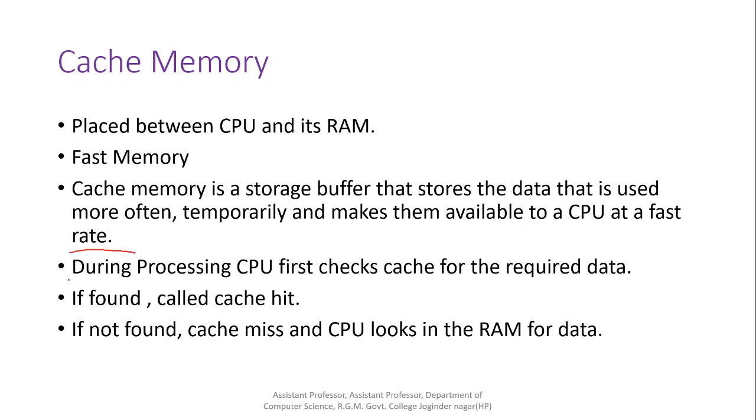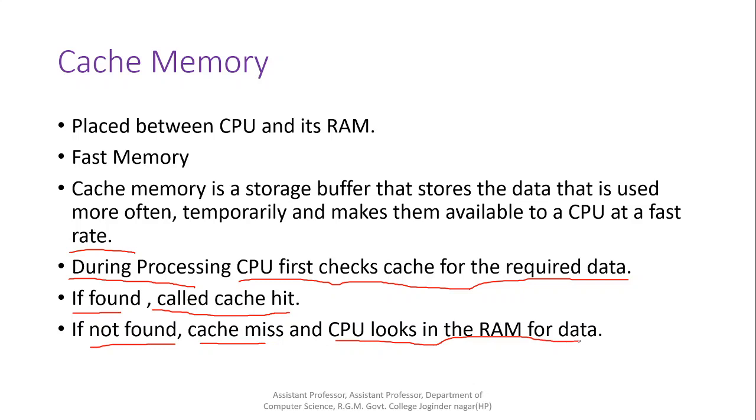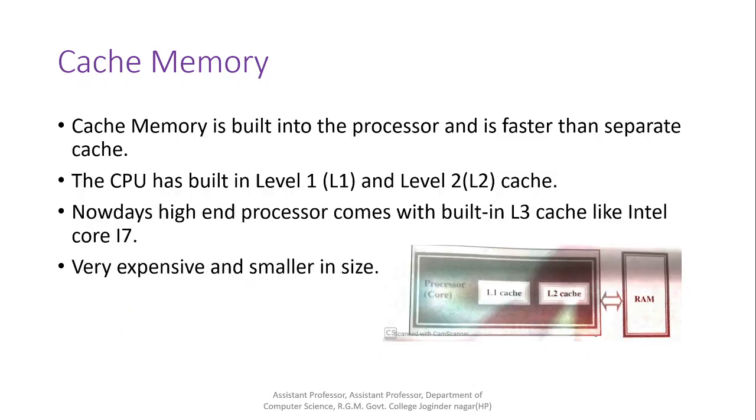During the processing, the CPU first checks the cache for the required data. If that data is found in the cache, then it is called a cache hit, and if it is not found in the cache, then it is called a cache miss, and then the CPU looks in the RAM for the data. If the data is found in the RAM, then it processes that data, and the data is then transferred to the cache memory in case it is required by the CPU again in future.